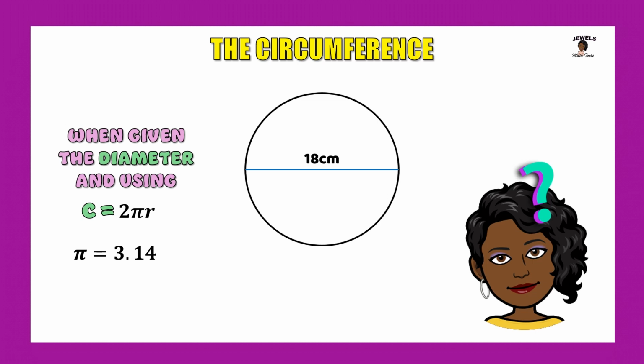In our session today, we are calculating the circumference of the circle when we're given the diameter. Pi is equal to 3.14, and most importantly, we're using our circumference formula using the radius. And if you're ready to see how this is done, let's get started.